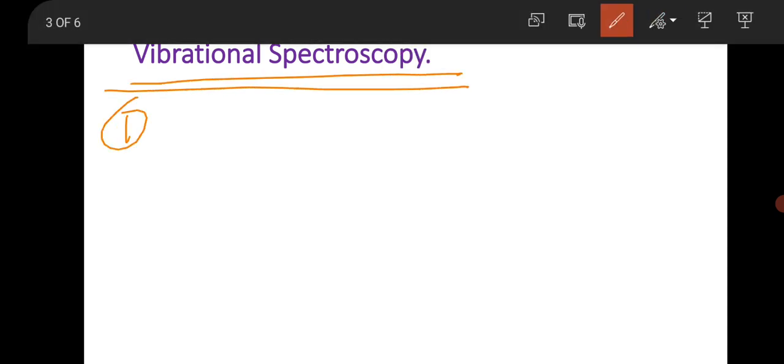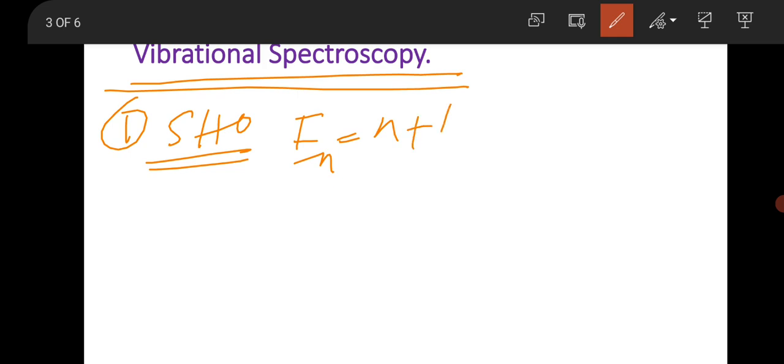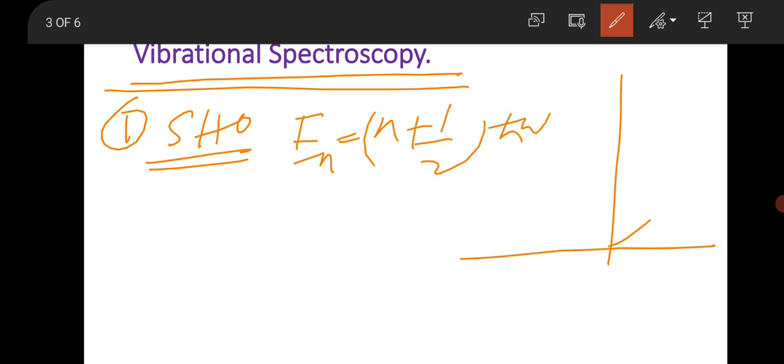So let's move to vibrational spectroscopy. In vibrational spectroscopy, you generally assume simple harmonic oscillation. Its energy will be n plus 1 by 2 h-bar omega, and the potential will be of the form half k x square, so it is parabolic in nature.